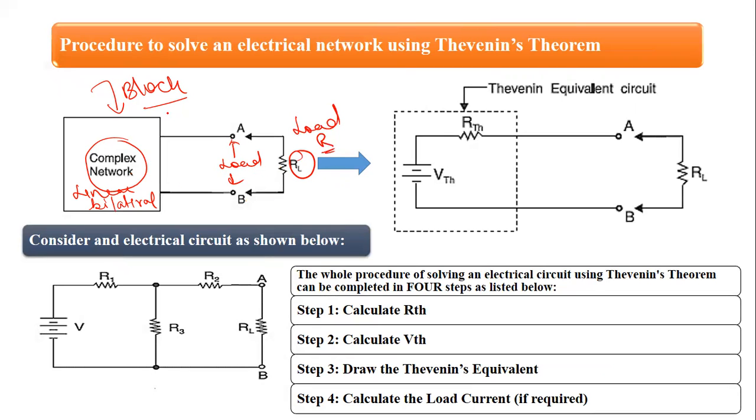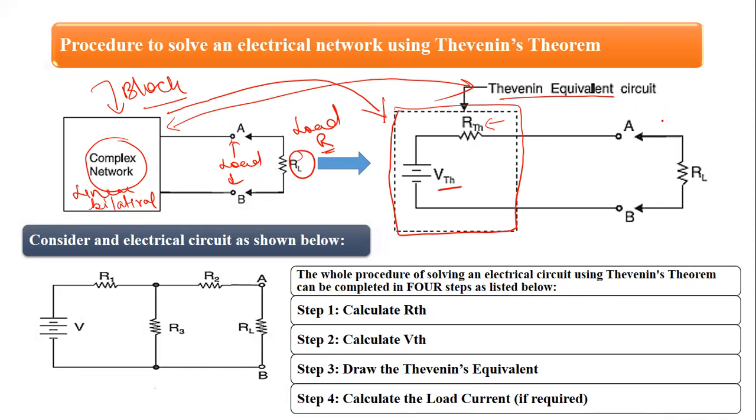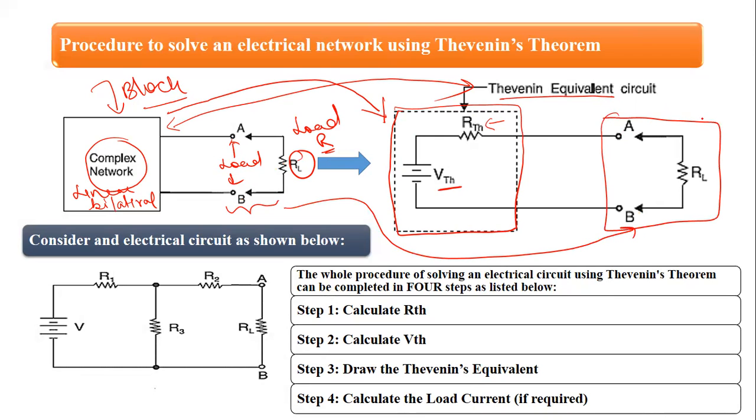Now, this particular part of the network can be replaced by a simple network as per the statement of Thevenin's theorem. And that network contains a VTH, which is known as Thevenin's voltage, and an RTH, which is known as Thevenin's resistance. So this combination of voltage and resistance is the Thevenin's equivalent of this particular circuit. So as you can see, we have not altered the load terminals. They are same, right?